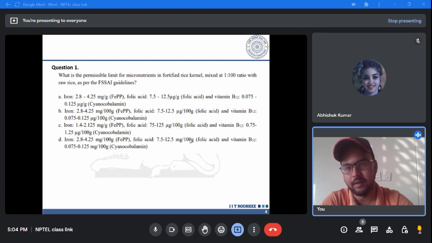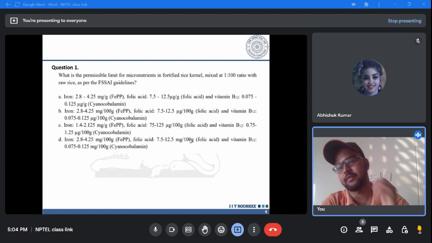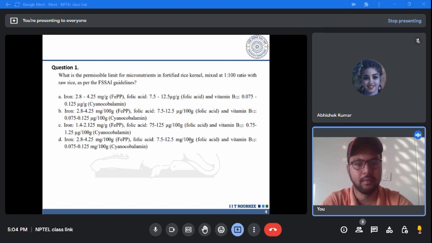Then third is iron 1.4 to 2.125 milligram per gram, folic acid 75 to 125 microgram per 100 gram, vitamin B12 0.75 to 1.25 microgram per 100 gram. Then D, iron 2.8 to 4.25 milligram per 100 gram, folic acid 7.5 to 12.5 mg per 100 gram, then vitamin B12 0.075 to 0.125 mg per 100 gram.